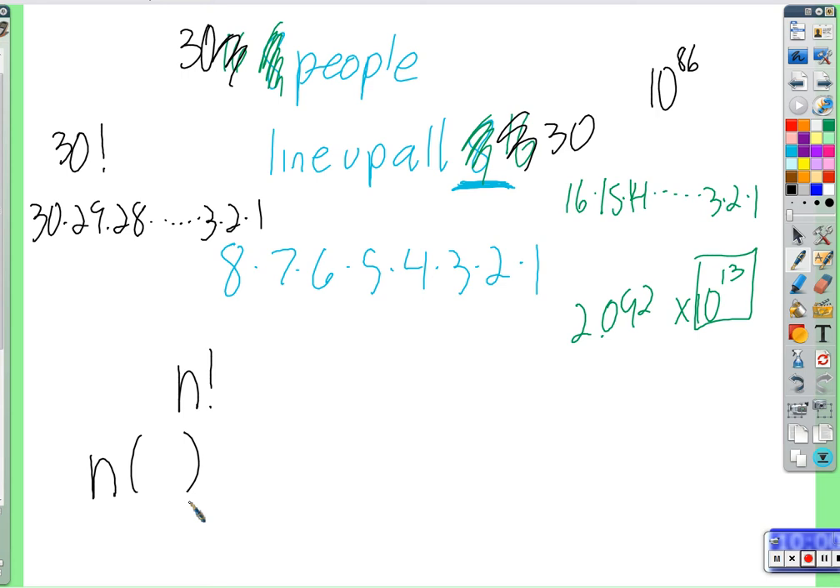N plus 1 would be 1 more than n. N minus 1 would be 1 less than n. And before that, n minus 2. That's how we would express that, all the way down to 3, 2, 1. Every factorial goes all the way down to 3, 2, 1.